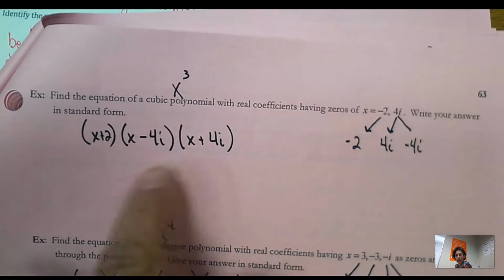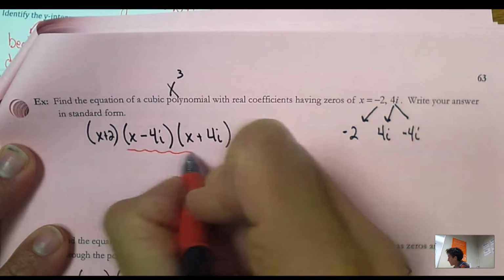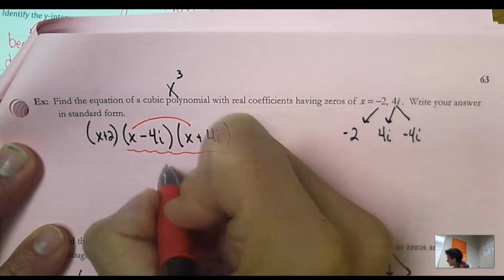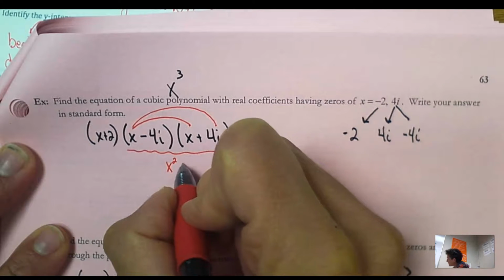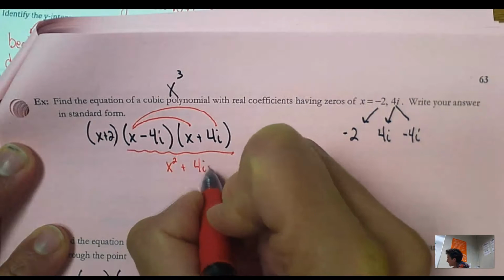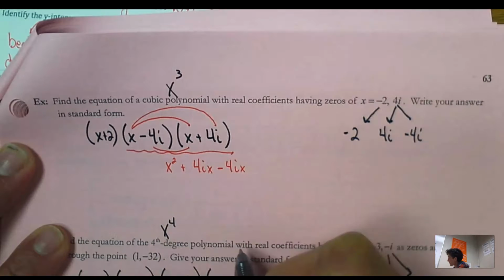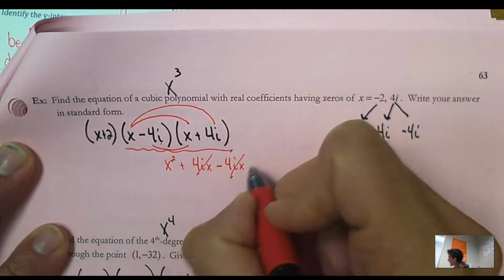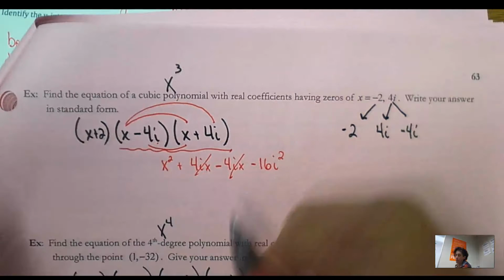So let's just go through these. Starting at the top, I need to have the neighbors meet the neighbors. When in doubt, I would have these neighbors meet first. So I'm going to get an x squared. And then I'm going to get a 4i with an x, and then here I'll get a minus 4i with an x, which hopefully you see will just cancel out. And then when I multiply these, I get a minus 16 with an i squared.